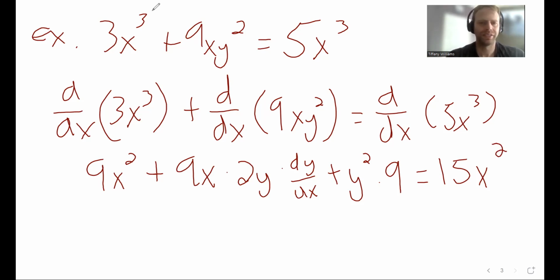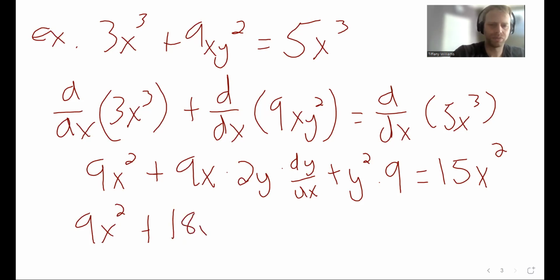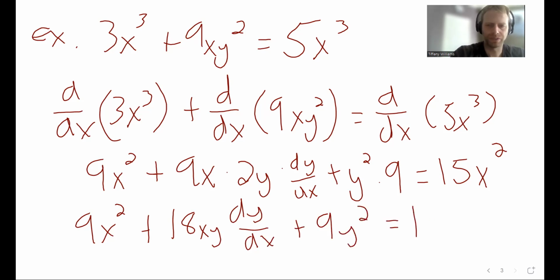Okay. So let me go ahead, let's kind of simplify, make it a little bit easier for ourselves going forward. So I've got 9x squared plus, oops, sorry. The point is I wanted to simplify there. All right, so 9x times 2y, I'm going to call that 18xy dy/dx. And then this is going to be plus 9y squared equals 15x squared.